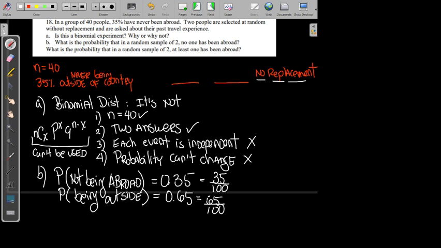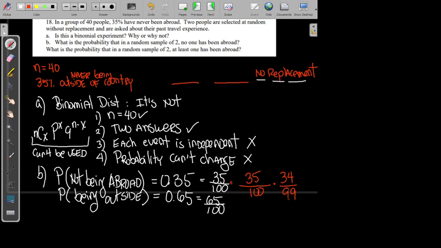So let's take a look again at the question. What is the probability that in a random sample of two, no one has been abroad? Let's take a look at the first. I'm going to pick two people. The first person has never been outside. What is the probability of that? Let's use the fraction because it's easier to look at. It will be 35 over 100 the first time you pick a person. But you need to pick two people, so next time you're going to have 34 over 99, because you already used one person.